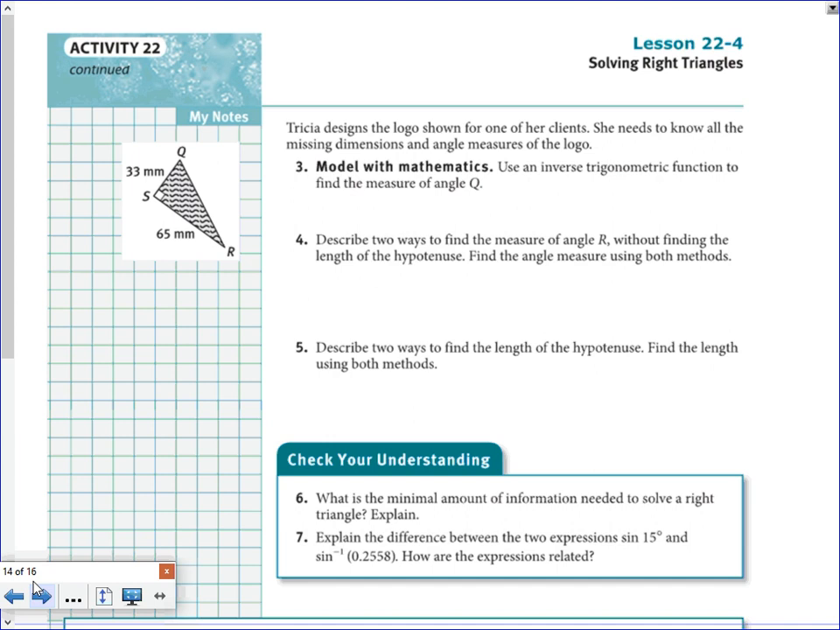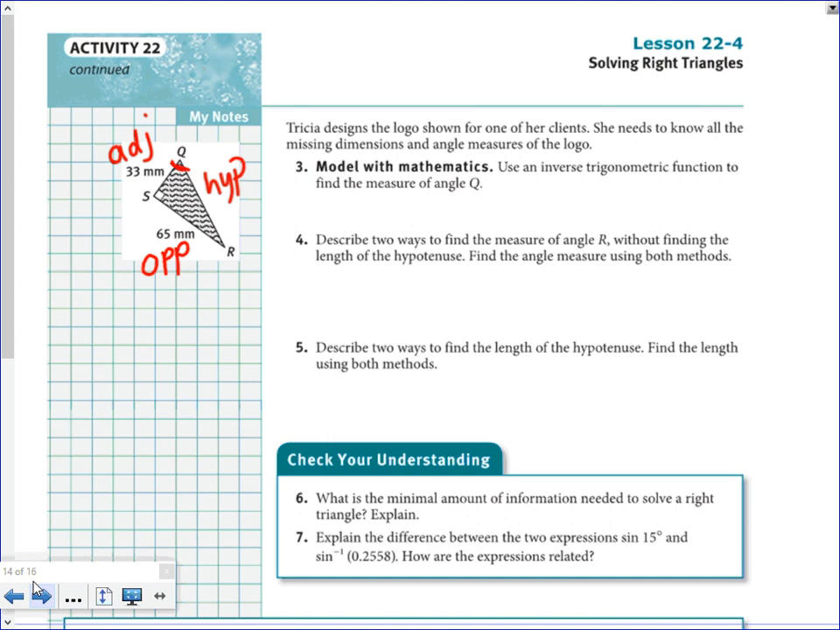So first off, just like what we were doing in the previous lesson, you want to pick an angle. They told you to find Q, so we're going to use angle Q. Then we are going to label our side lengths. The hypotenuse is QR. Adjacent to Q is the 33. And then opposite angle Q is the 65. So I have my adjacent and my opposite that have numbers. The hypotenuse isn't going to be helpful right now because there's nothing on the hypotenuse.